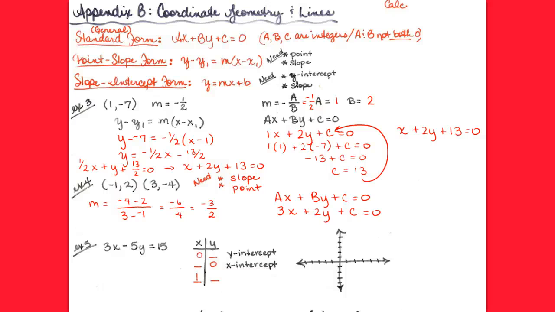Then how am I going to find C? Put in one of the points. I'm going to choose negative 1, 2 because that to me seems easier than 3, 4. So I'll put negative 1 in for x and 2 in for y. So that would give me negative 3 plus 4, which is a positive 1. So if 1 plus c is equal to 0, then c would be negative 1. I can put that back there, and there's my equation. 3x plus 2y minus 1 is equal to 0 in standard form.